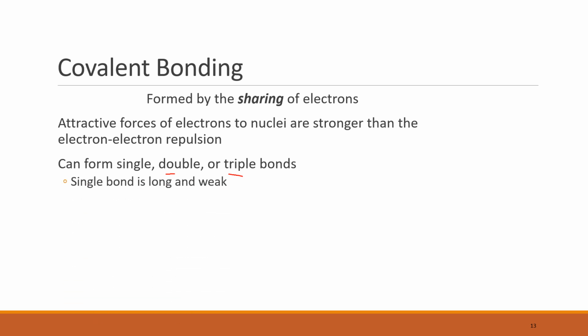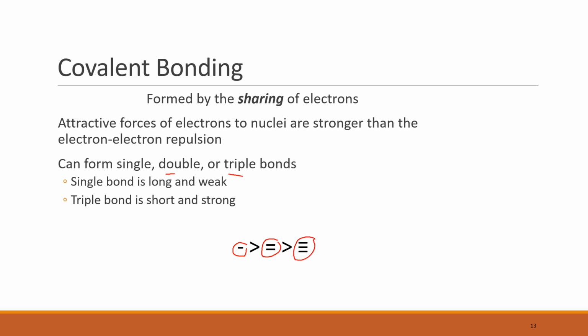So single bonds are going to be longer and weaker than double and triple bonds. A triple bond is going to be the shortest and the strongest. Here is how we draw single, double, and triple bonds. Single bonds would be 1 dash, double bonds would be 2 dashes or 2 lines, and then a triple bond would be 3 dashes or 3 lines.